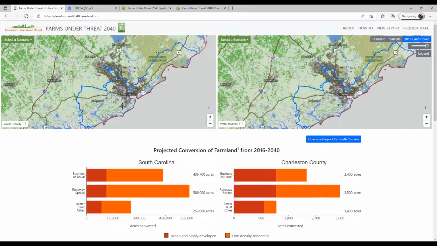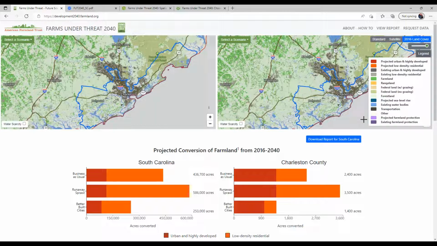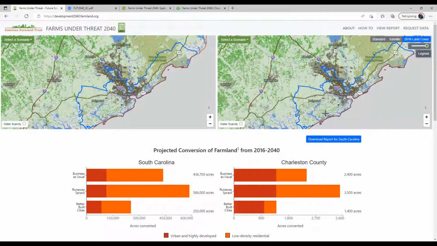And so in Charleston County, I just want to make sure everyone is familiar with the legend. Beth, could you highlight the legend for our folks on the webinar? Okay. So you see that projected urban and highly developed is the red, and the orange is LDR, low density. The 2 gray colors are existing urban and low density. Our most productive farmland is the green, and then as follows. So you can see Charleston County has 3 scenarios listed there. So Beth, if you could select the runaway sprawl scenario for Charleston County.